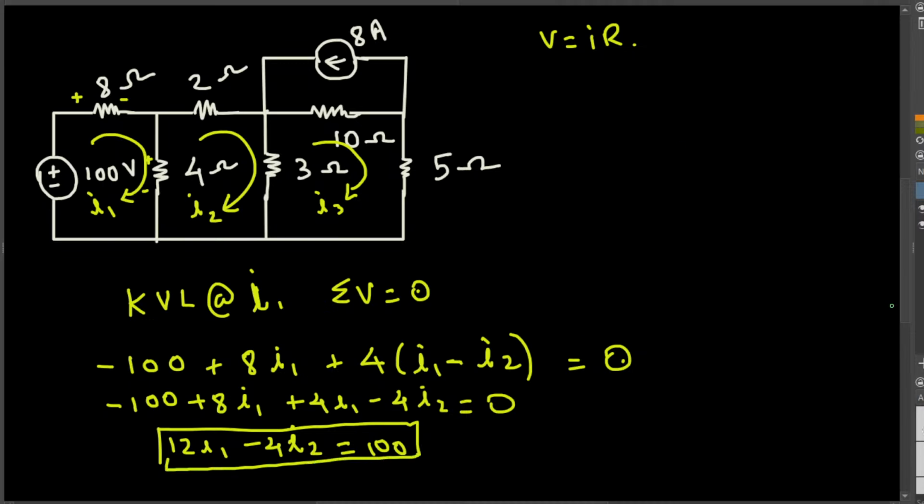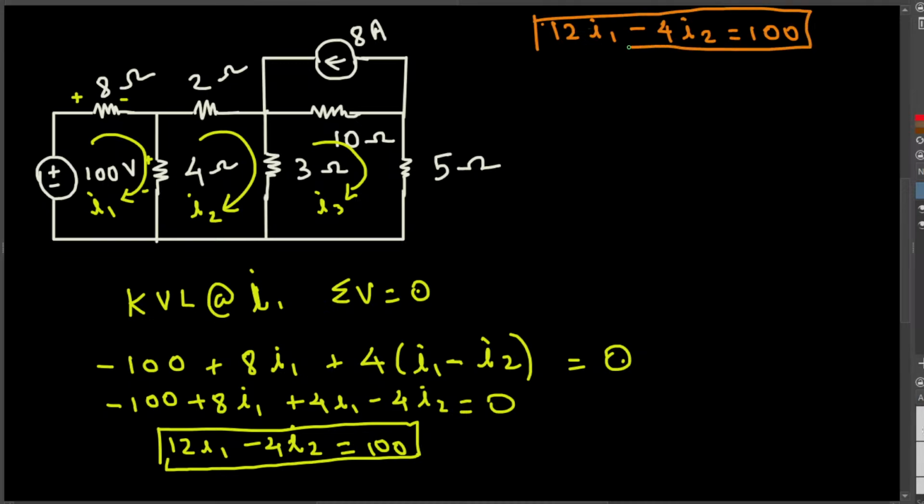Okay, let me write the equations separately because I'm going to need some space, so I have to erase and redo, and use this space for something else. So I'm going to write equation number 1 right here: 12I1 minus 4I2, that's equal to 100. This is my equation number 1.